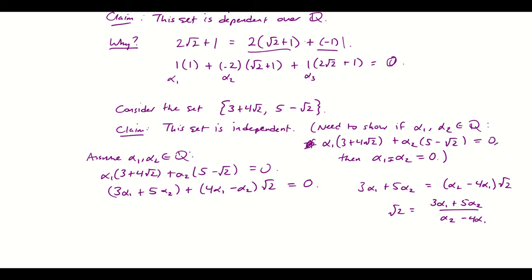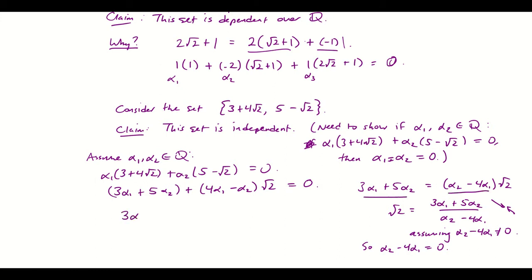Okay, but here's the thing. All of that I just did, including dividing by alpha 2 minus 4 alpha 1, assumed the denominator was non-zero. So if that denominator is non-zero, then I show that square root of 2 is a rational number. That's a contradiction. So this means alpha 2 minus 4 alpha 1 has to equal 0, which means for this whole equation to be true, if this is 0, then that also has to be 0.